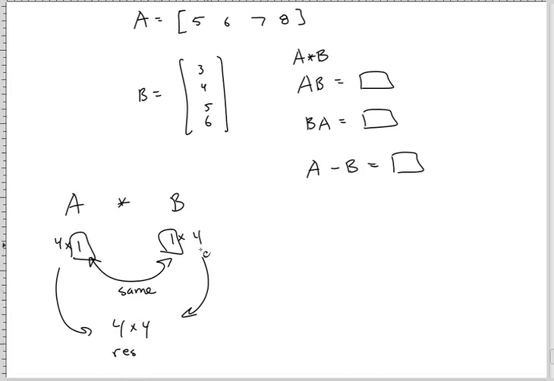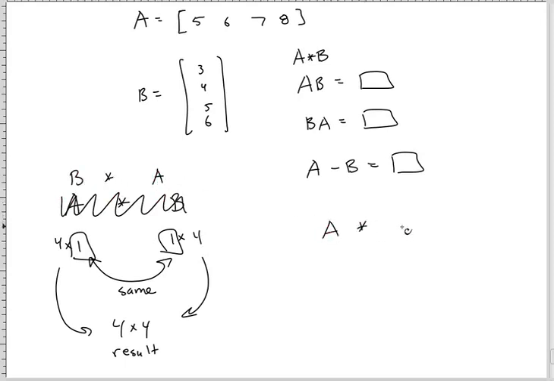Oops. I messed something up here. This is a 1 by 4, and this is a 4 by 1. I'm doing the wrong problem over here. But I'll leave it up, because this is fine, kind of. This is B times A. I'm so sorry.